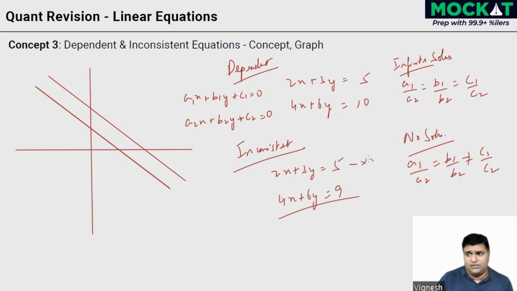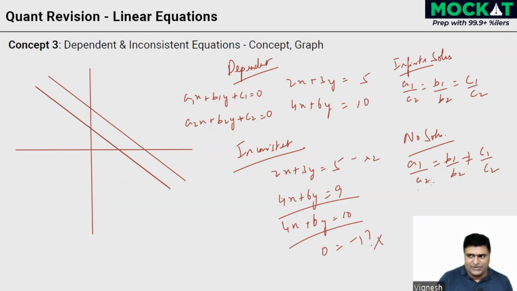How do I prove that? Multiply this with 2, top minus bottom. We just multiply this with 2 and let's write it down over here: 4x plus 6y equals 10, right? If I subtract, 4x and 4x are cancelled, 6y and 6y are cancelled. I'm getting 0 equals 9 minus 10, which is minus 1. How is that possible? That's never possible. So no solutions over here.